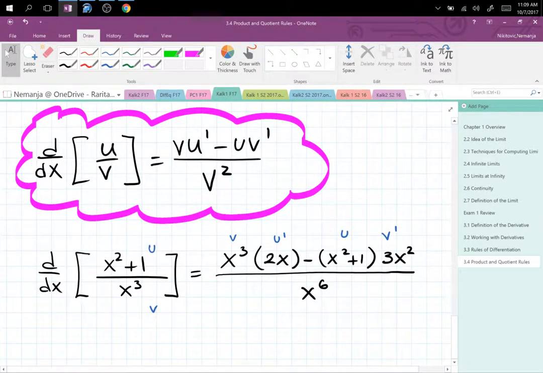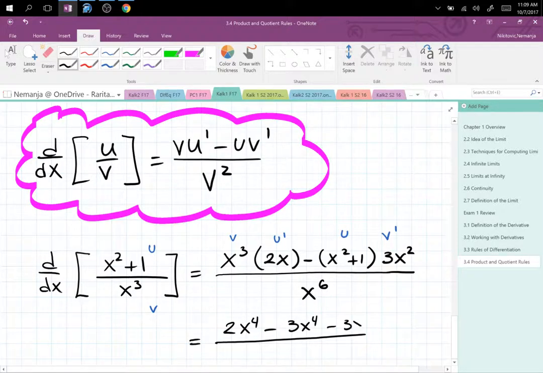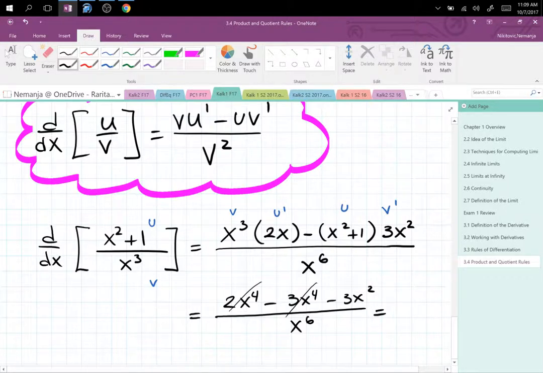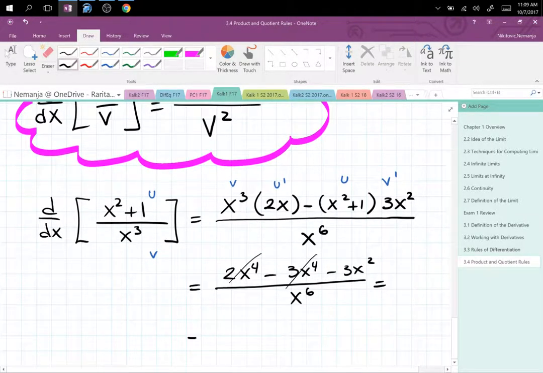And then you simplify everything. We have 2x to the 4th minus 3x to the 4th minus 3x squared, over x to the 6th. These guys cancel. And then we have negative 3x squared over x to the 6th. These guys cancel to negative 3 over x to the 4th.